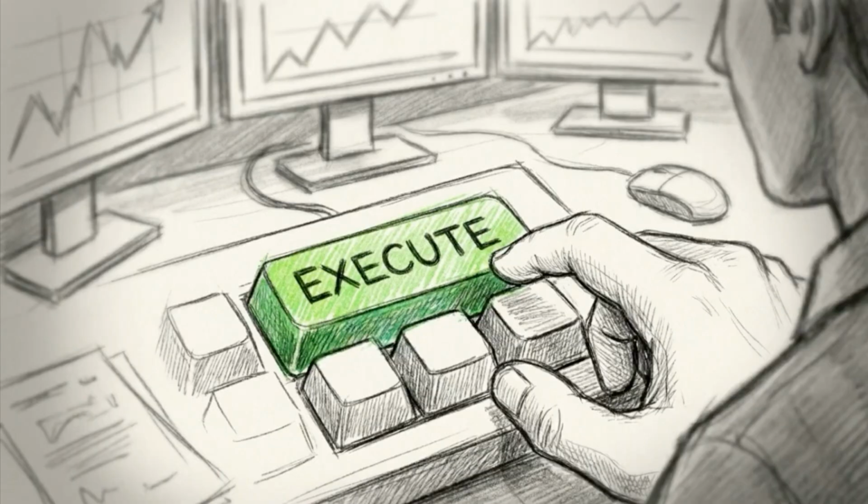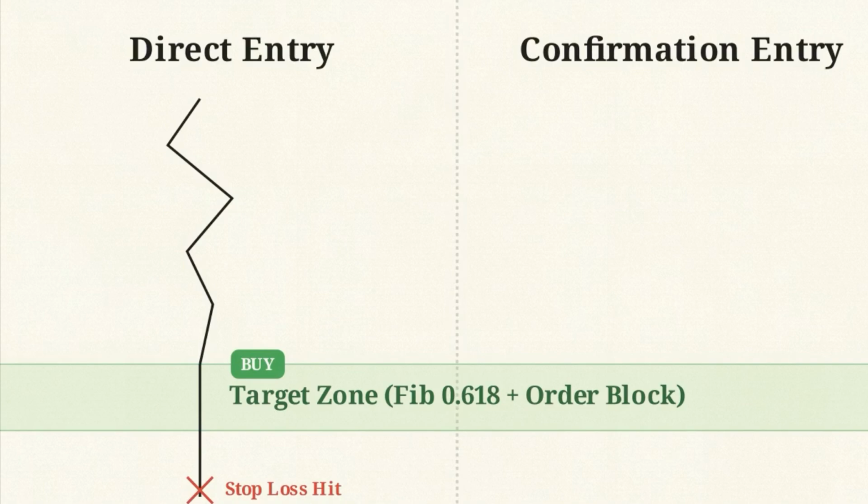Finding the zone is only half the job. The next step is execution. Many traders use a direct entry, placing a buy order the exact second the price touches the block to get the best possible profit margin. But if the market momentum is heavy, the price will crash straight through your zone.